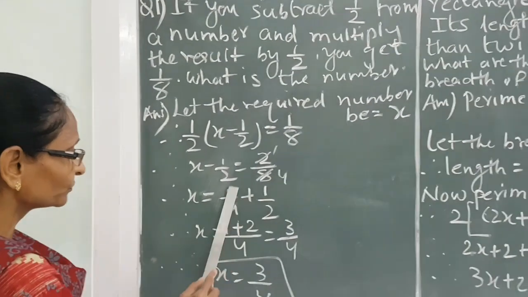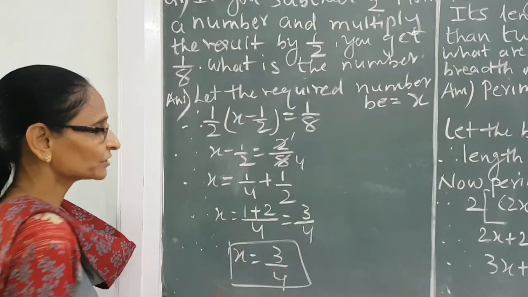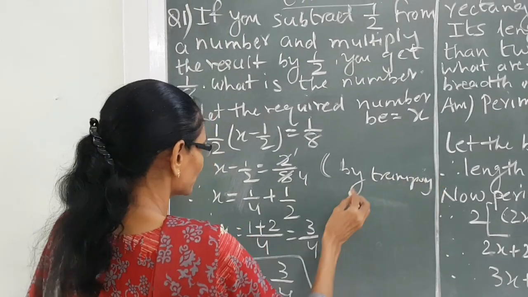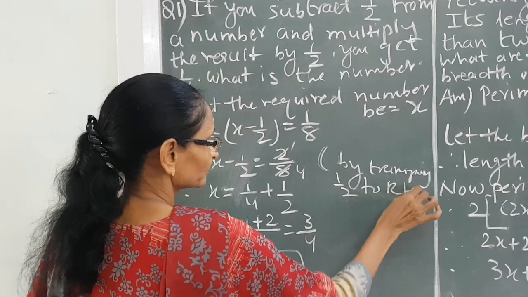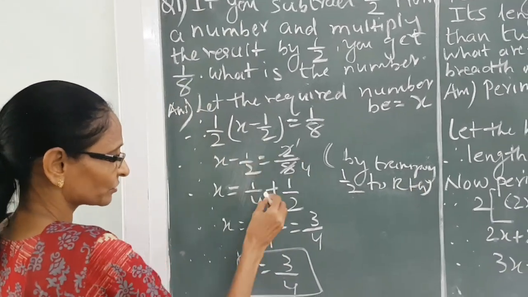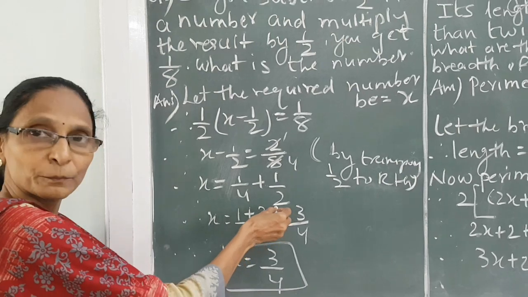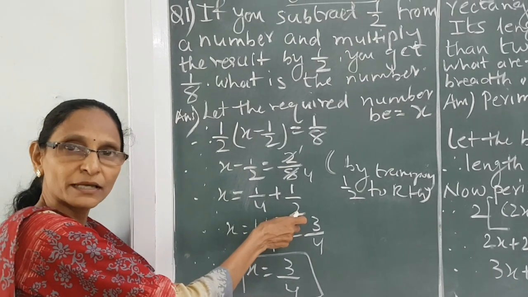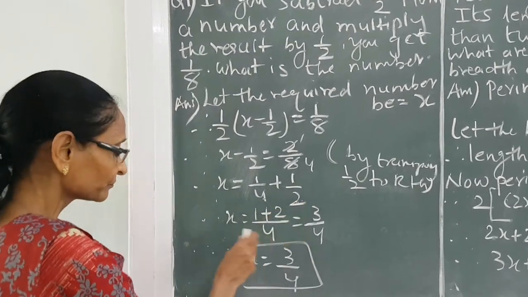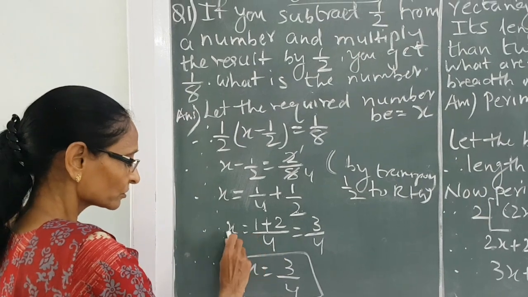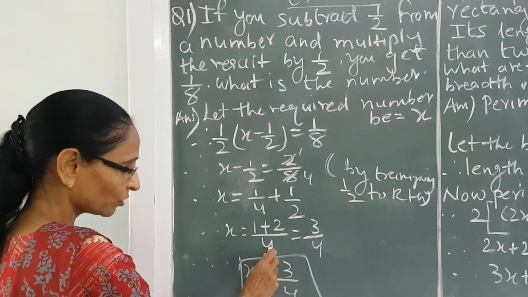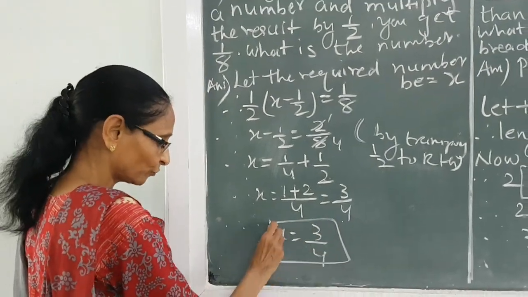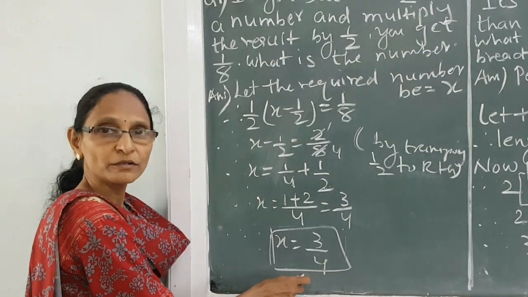Therefore x is equal to, now I have changed the place by transposing 1/2 to the RHS. So minus 1/2 will become plus 1/2. Therefore x is equal to, now 2 and 4, we are supposed to take the LCM because the denominators are different. Therefore the LCM will be 4. Therefore x is equal to 1 plus 2 upon 4, which is 1 plus 2 is 3 upon 4. So the value of x is 3/4.